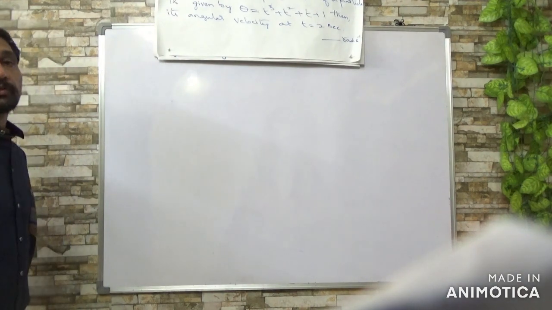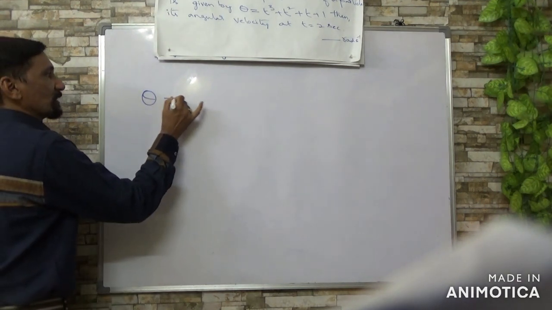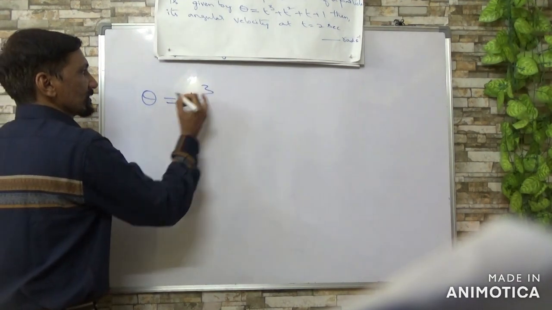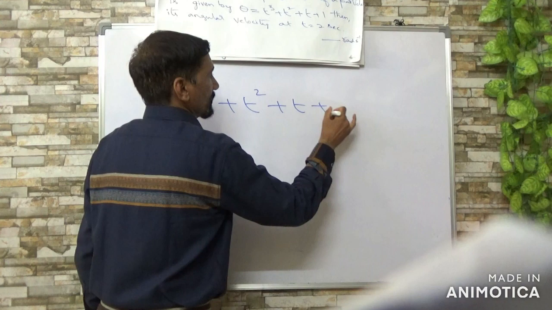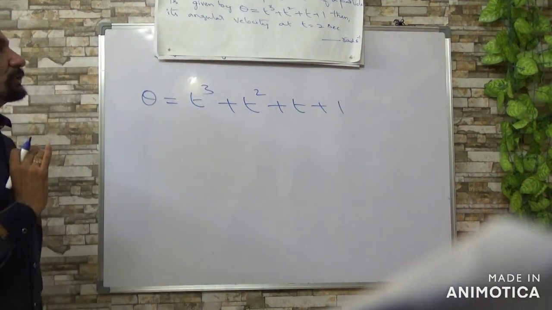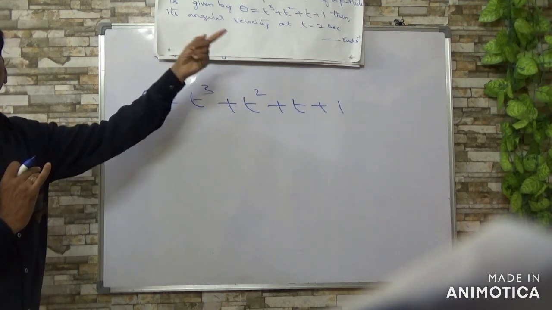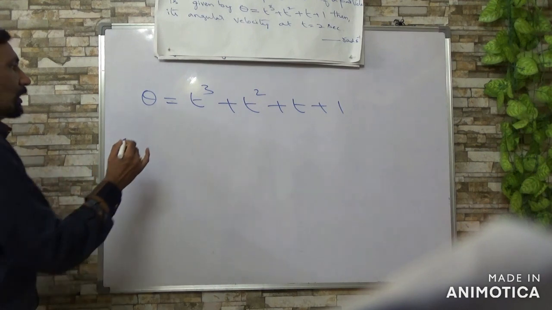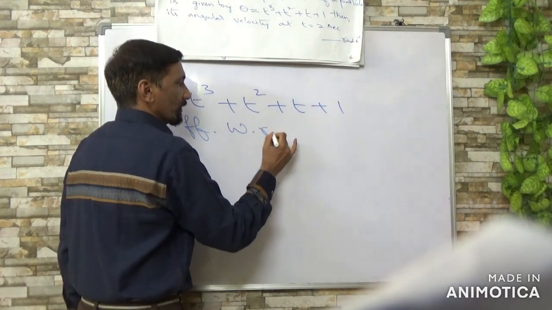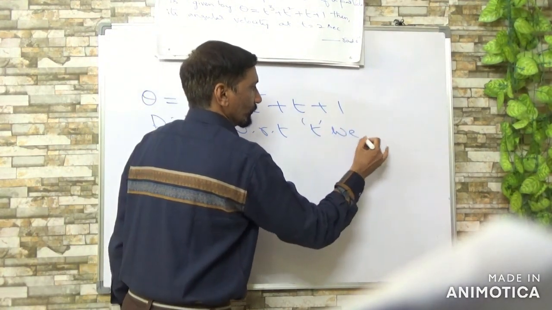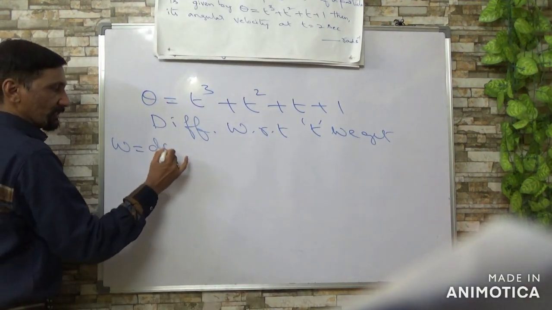In this problem, you are given angular displacement. The angular displacement of the body is given as t cube plus t square plus t plus 1. You want to find angular velocity. You are given angular displacement, and you want to find angular velocity. How? By differentiating this function with respect to t, we get angular velocity.